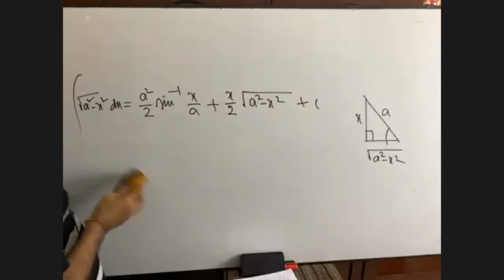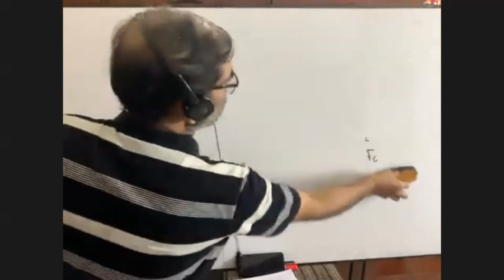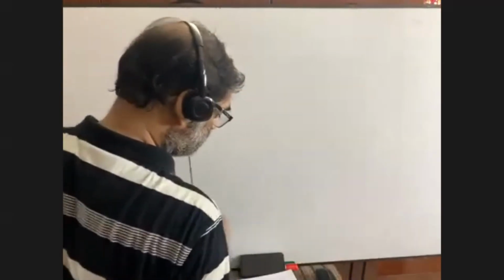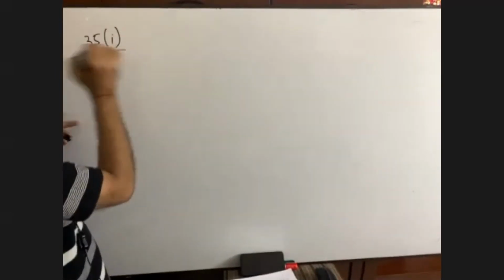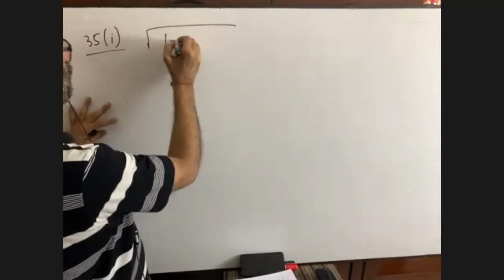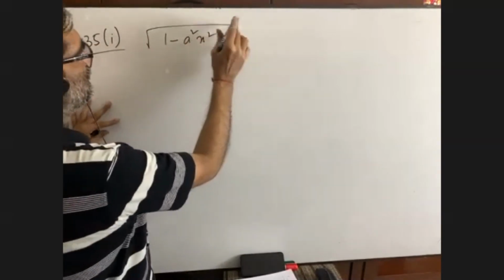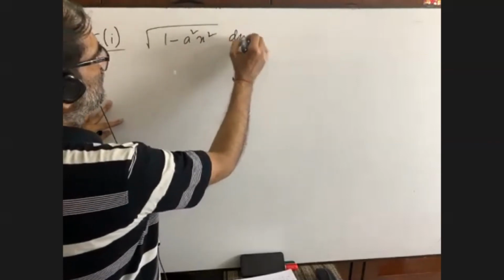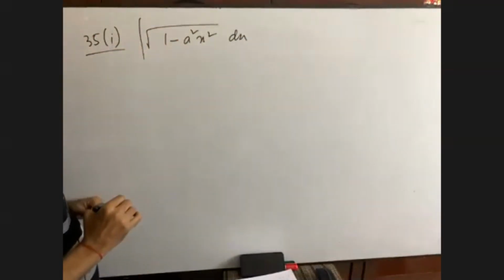Have you written it? Yes, sir. That's good. Now, question number 35, 1 over root of 1 minus... Sir, how many maths are left? Only 2 maths, dx. Okay, you see all of you.